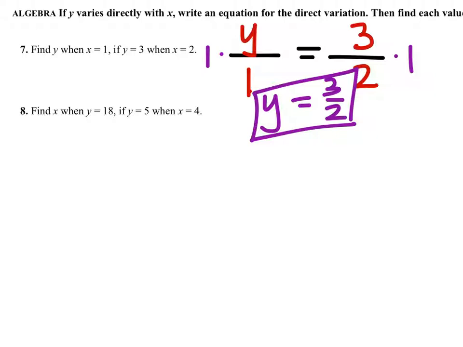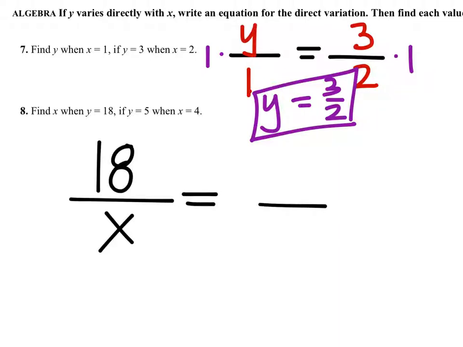Number 8, find x when y is 18. So in the fraction, I got an x in my denominator when my y, my numerator, is 18. And then it tells us that y is 5 and x is 4. So you could, if you wanted to, and this is fine for the equation, by the way, use the fishy method, cross multiplication. We haven't used cross multiplication, I don't think, yet.